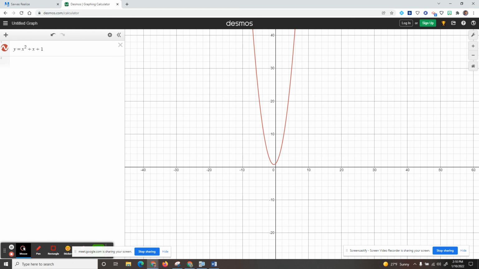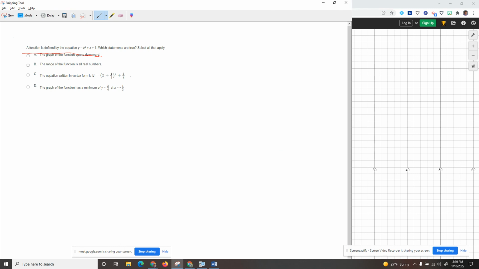Its range is limited, in this case, let's see, the vertex has a y coordinate of 0.75. So its range starts at 0.75 and then does go forever, but is not forever in both directions. If the statement was the domain is all real numbers, that would be true. Every parabola has a domain of all real numbers, but none of them have a range of all real numbers. So that statement, B, is false.